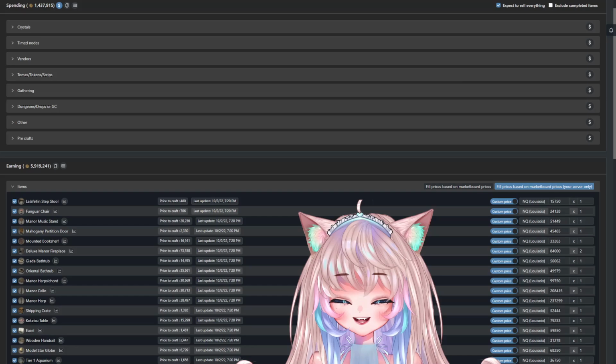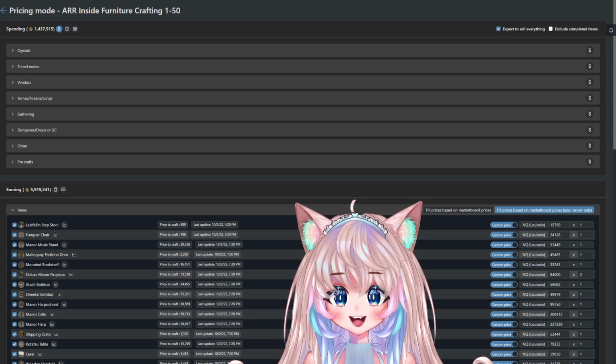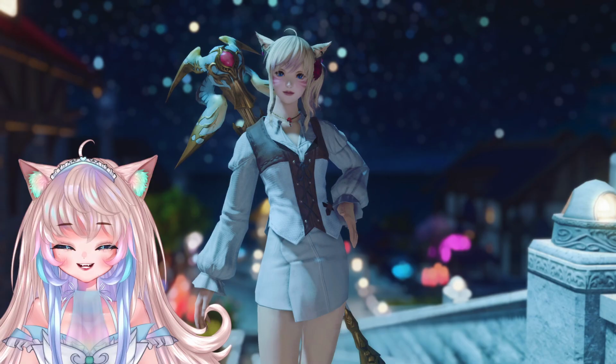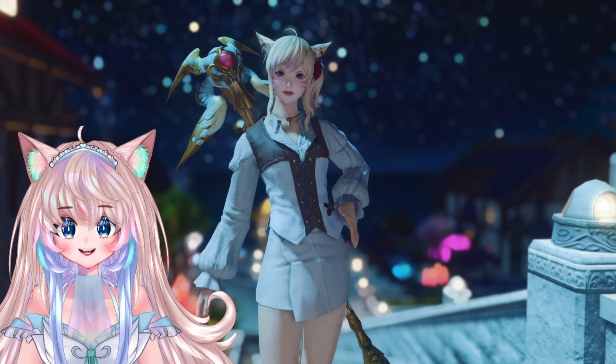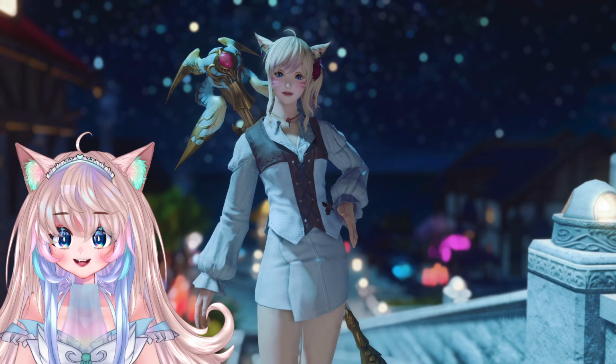Now, this is for inside furniture. I also have an outside furniture list. It is separate since maybe you only want to focus on the interior, or maybe you only want to focus on the exterior and then the interior. You can have two separate lists, which of course will be linked with the blog post. So that was how you can make gil with only A Realm Reborn with just crafting. Now, of course, there are going to be two more parts to this video with only gathering and with only farming, meaning your job classes, no crafting or gathering required.